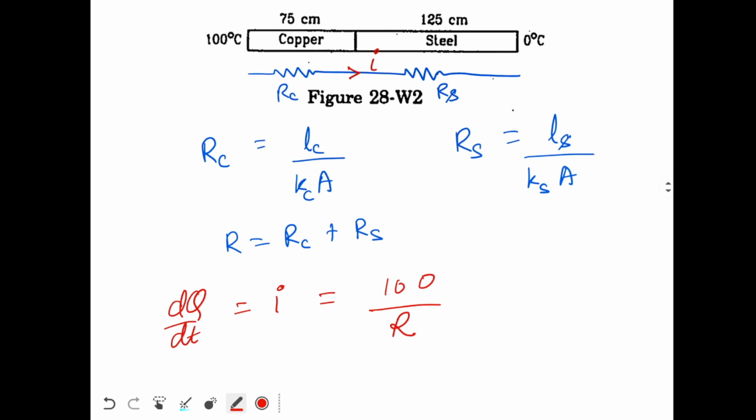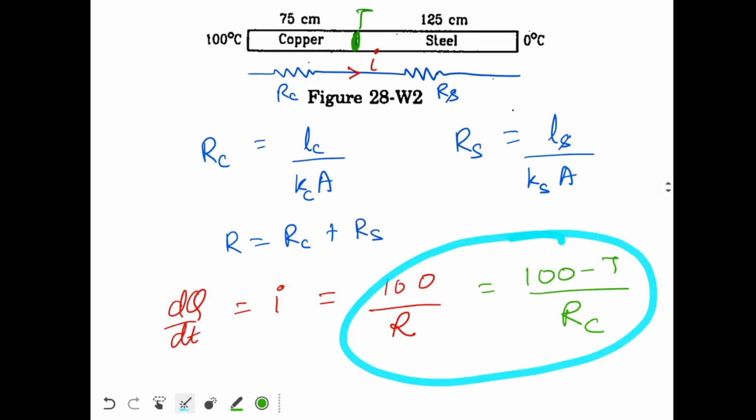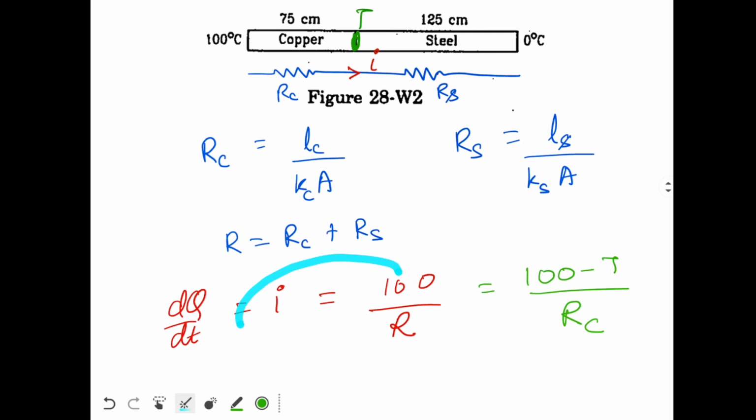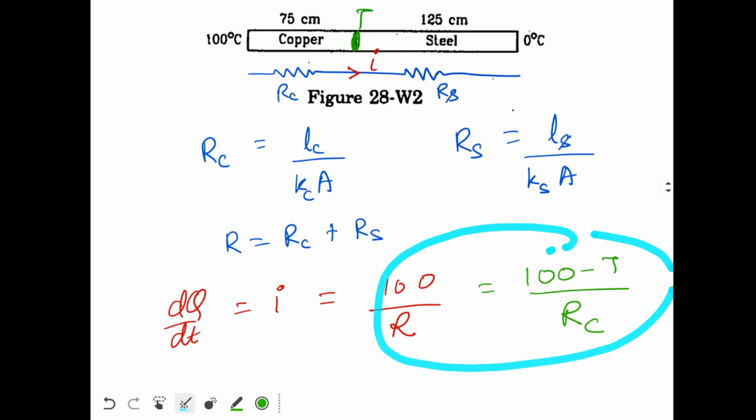Okay, but this will also be equal to, if we say that the temperature at the junction of the copper and the steel is capital T, this capital T over here. Then I can also write down that this is equal to 100 minus T divided by R of copper. So now I can use this equation to find the temperature of the junction, and I can use the other equation to find the rate of heat flow. So let's use this first to find the temperature of the junction.